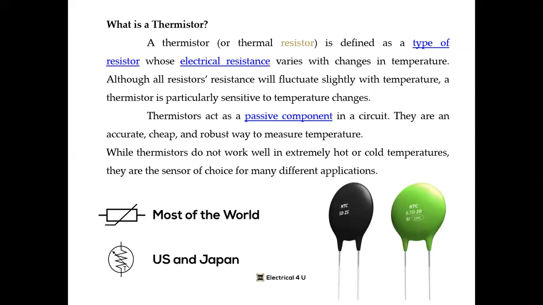The next temperature sensor is the thermistor. A thermistor is defined as a type of resistor whose electrical resistance varies with changes in temperature. Although all resistances fluctuate slightly with temperature, a thermistor is particularly sensitive to temperature changes. A thermistor acts as a passive element in the circuit. They are an accurate, cheap, and robust way to measure temperature. While thermistors do not work well in extremely hot or cold temperatures, they are the sensor of choice for many different applications.